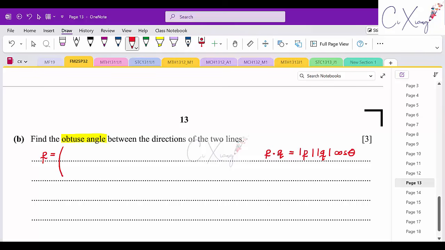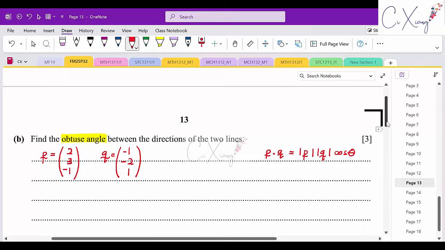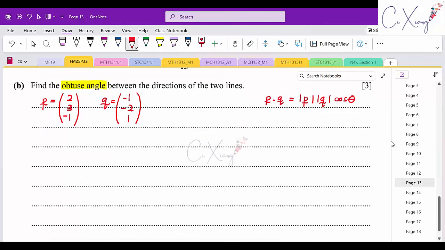So I think in the previous part, I did tell you what's the direction of the first line. The direction of the first line is 2, 3, and -1. And how about the direction of the second line? It is Q, which is -1, -2, and 1. So you have to pick out the direction of the line first before you can find the angle between the lines. To find the angle between the lines, we are using the dot product and the cosine rule to solve it.